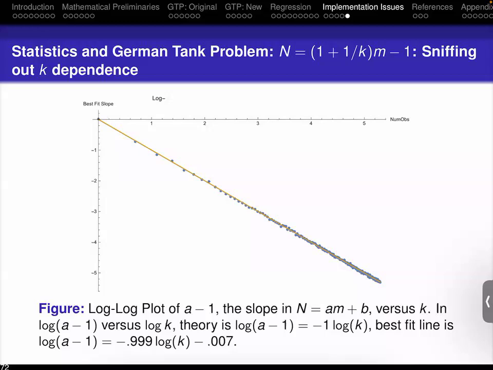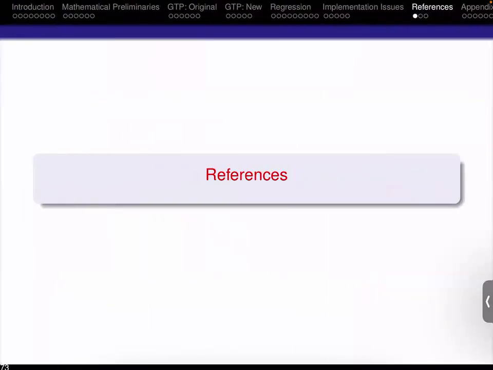And so looking at this, we would conjecture that n is equal to 1 + 1 over k times m minus some constant that depends on k. That constant is not so important. What really matters is how we scale things as a function of the number of observations. And we are able to sniff out the k dependence just by simulating. And so when we're doing the algebra, if we're having trouble, we could now figure out what that is.